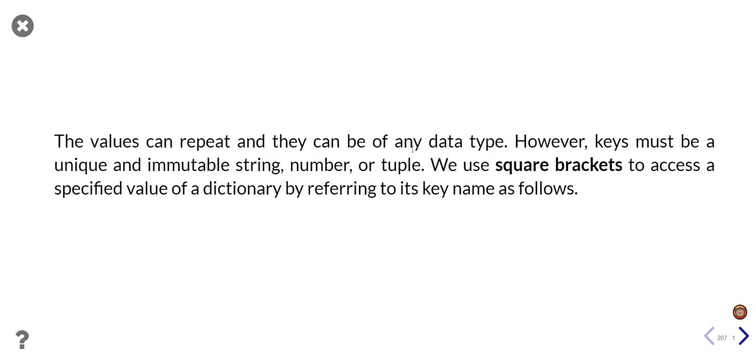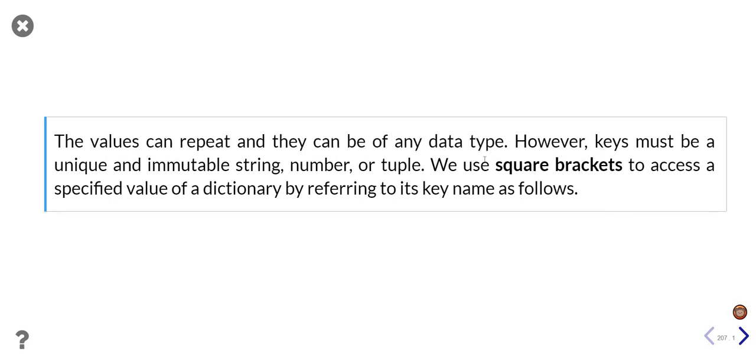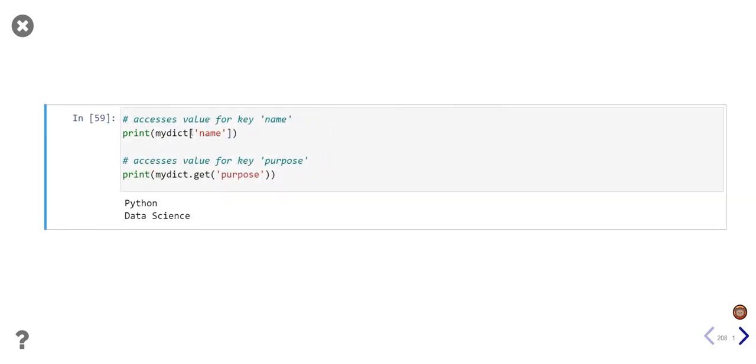So the values can repeat and can be of any data type, but the key must be unique. And we use square brackets to access a specified value of a dictionary by referring to its key name. So we have seen how we actually want to access. Let's say if we use square brackets and we write name, it gives the value for the key name. Likewise, we did for the purpose also, right?